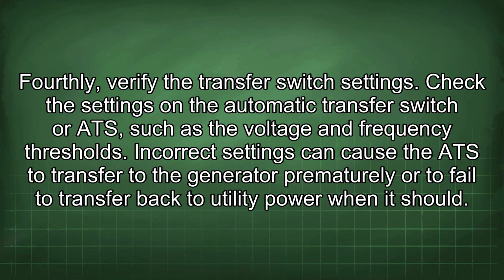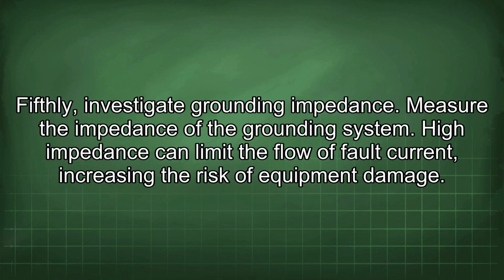Fourthly, verify the transfer switch settings. Check the settings on the automatic transfer switch, or ATS, such as the voltage and frequency thresholds. Incorrect settings can cause the ATS to transfer to the generator prematurely or to fail to transfer back to utility power when it should. Fifthly, investigate grounding impedance.